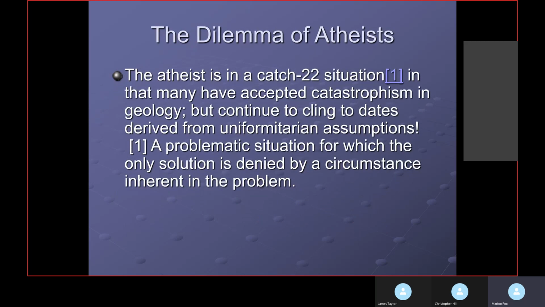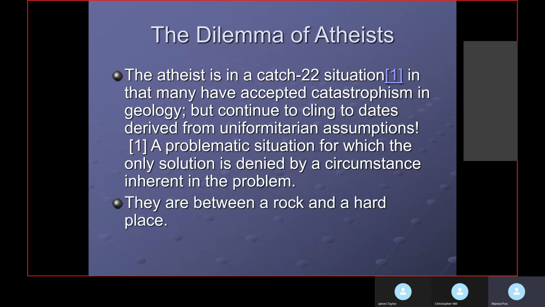The atheist is in a catch-22 situation. That's a situation we'll explain in just a minute, in that many have accepted catastrophism in geology, but continue to claim the dates derived from uniformitarian assumptions. See? Their dating is based on uniformitarianism, but they've rejected uniformitarianism. So a catch-22 is a problematic situation for which the only solution is denied by a consequent circumstance inherent in the problem. That's a catch-22. And what's the circumstance inherent in their problem? The circumstance is they rejected uniformitarianism, yet they're using uniformitarianism to do their dating.